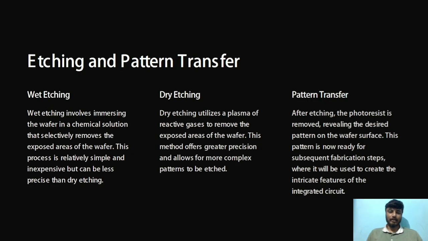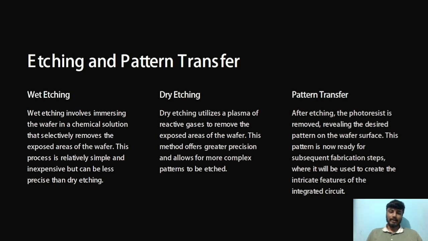Etching and the pattern transfer. Wet etching. Wet etching involves immersing the wafer in a chemical solution that selectively removes the exposed areas of the wafer. This process is relatively simple and inexpensive, but can be less precise than dry etching.